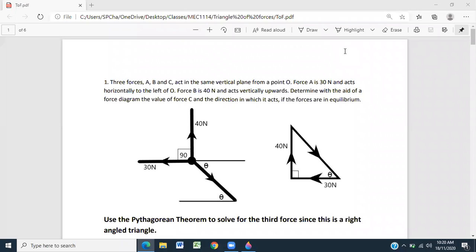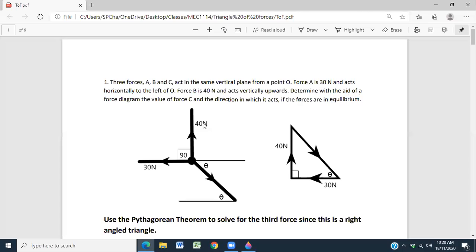Now let's move on to question 1. Three forces, A, B, and C, act in the same vertical plane from a point O. Force A is 30 Newtons and acts horizontally to the left of O. Force B is 40 Newtons and acts vertically upwards. Determine with the aid of a force diagram the value of the force C and the direction in which it acts if the forces are in equilibrium. So if the forces are in equilibrium, we can make a triangle, okay?